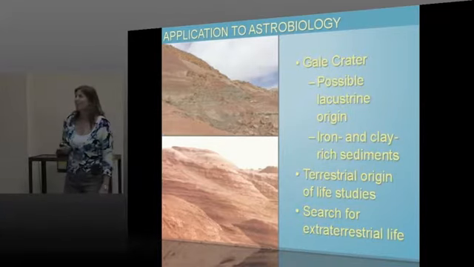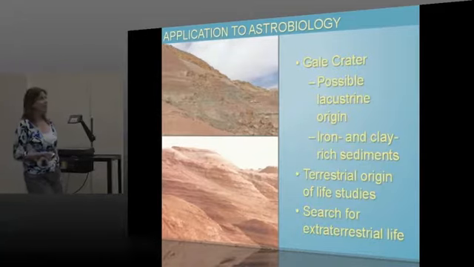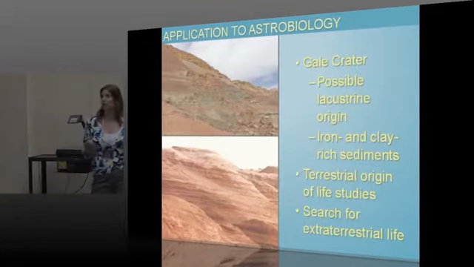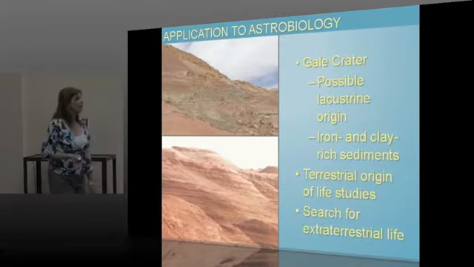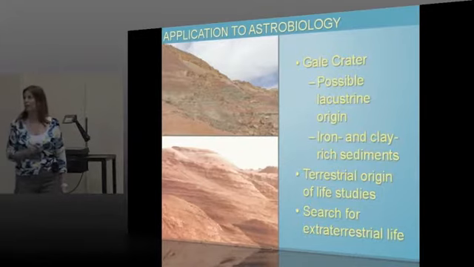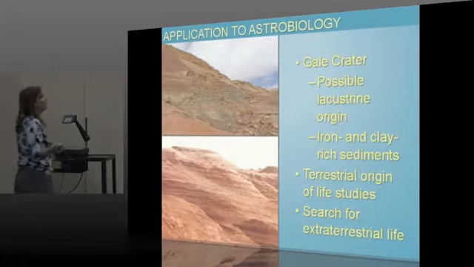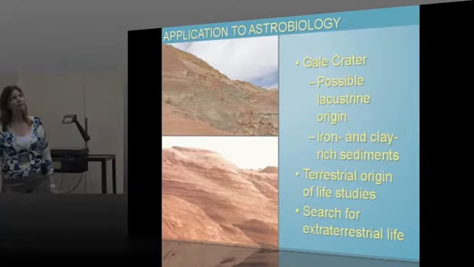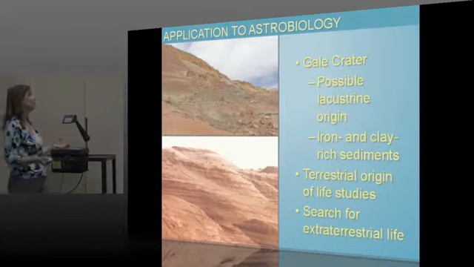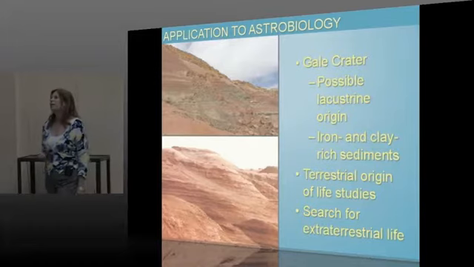So anyway, the rocks at Gale Crater were possibly deposited in a lake system, similar to the lake system of the Brushy Basin Formation. They're iron and clay-rich sediments. We've heard a lot about clays. And this has application for obviously looking for biosignatures in these rocks at Gale Crater, but also for terrestrial origin of life studies, because we have heard already today that there's still some question on how to really pin down what an actual biosignature is.